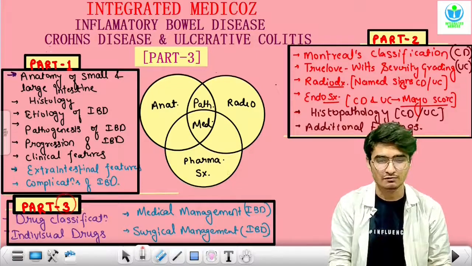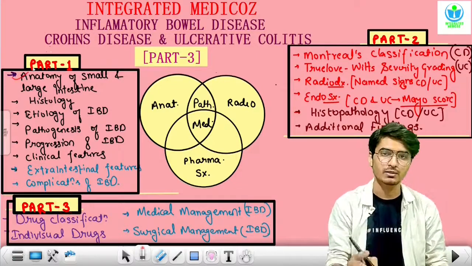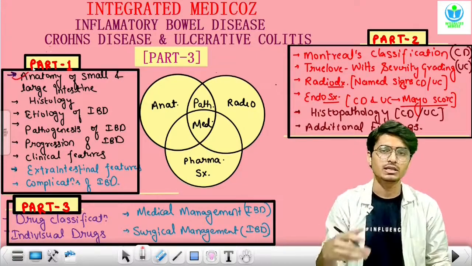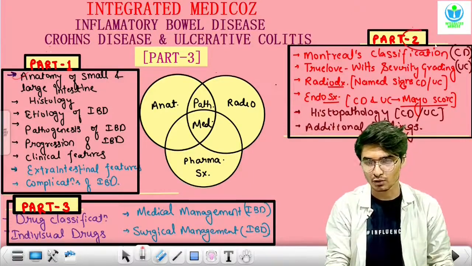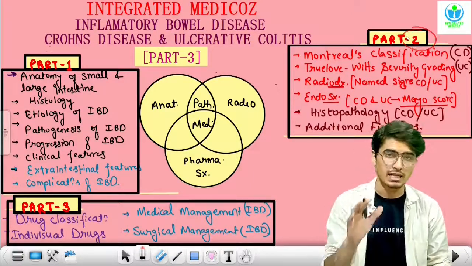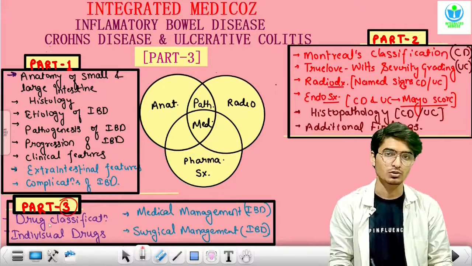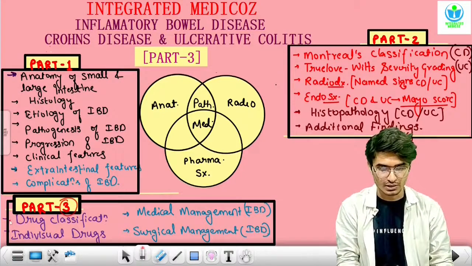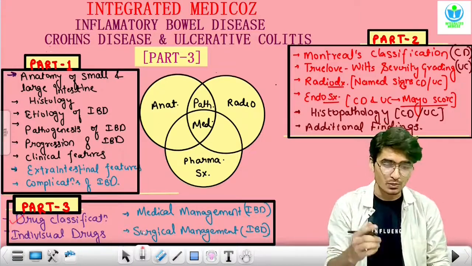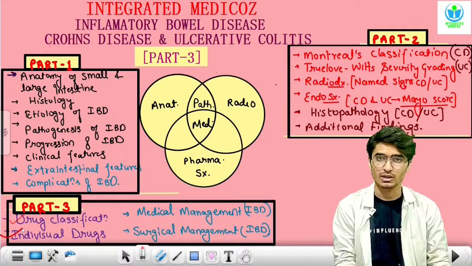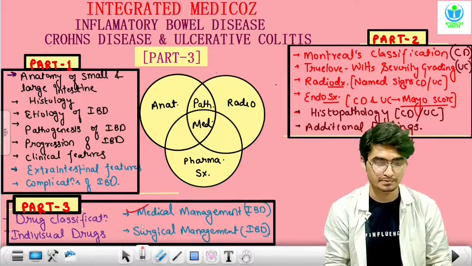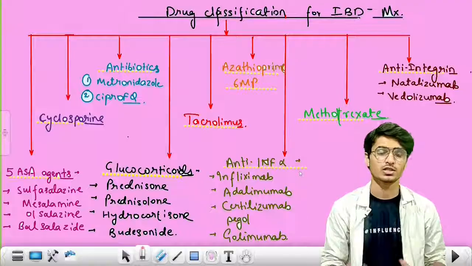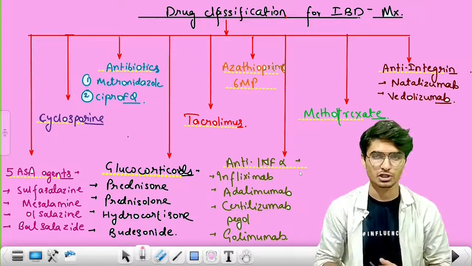But now we will go for part 3 of IBD, and we have covered part 1 in which we have dealt with the anatomy, followed by etiopathogenesis, clinical features and the complications of IBD, and subsequently in part 2 we have also discussed the diagnosis, and now we will go for the treatment portion, right? First we will go for the drug classification, subsequently the individual drugs, and then the medical management and the surgical management as well. So have a look. Now guys, we will discuss the drug classification of IBD.